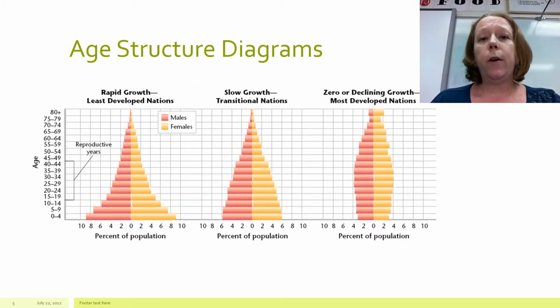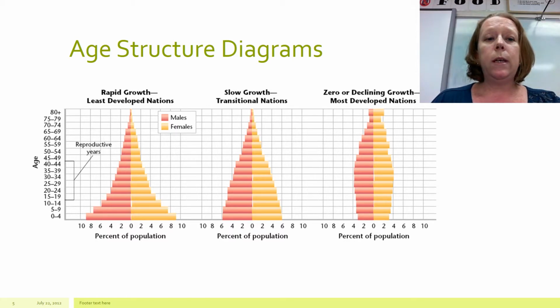Age structure diagrams or population pyramids are another way of looking at a country's population growth. What it shows is the amount of males and females, the percent of males and females in each age group in the population. And it works as kind of a bar graph moving out from the middle, with, in this case, the females to the right and the males to the left.